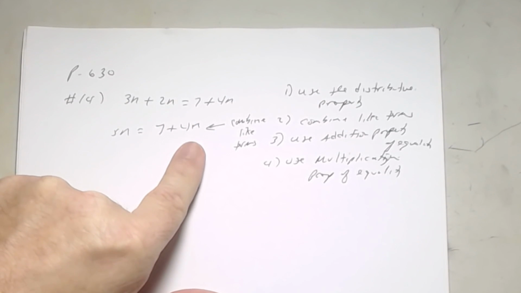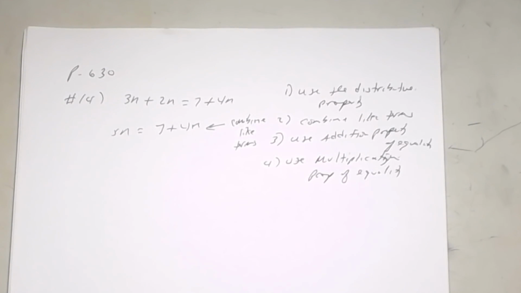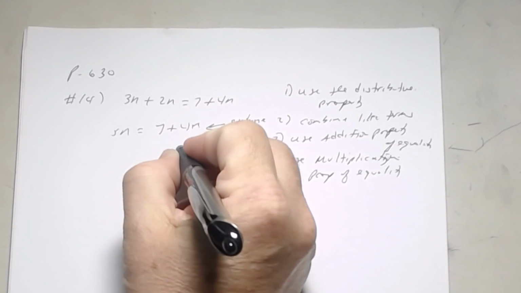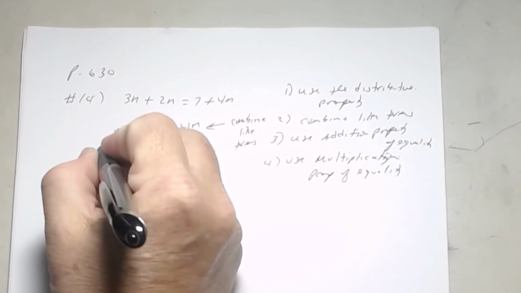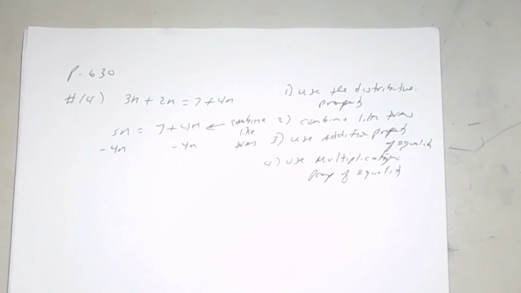What's the opposite of adding 4n? All right, now remember, you want to get as many points as you can get, correct? So you must show that you are using what property I'm about to use. The addition property of equality. So you need to show me that you are subtracting 4n from both sides.